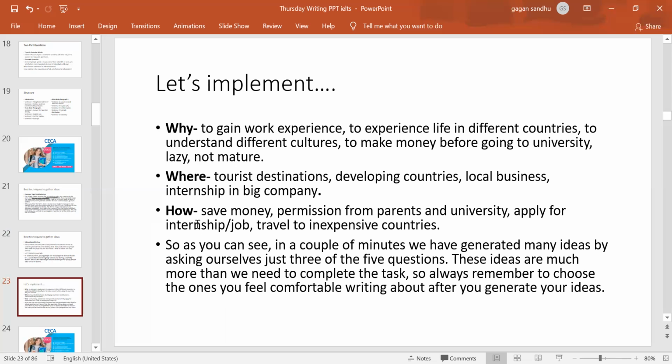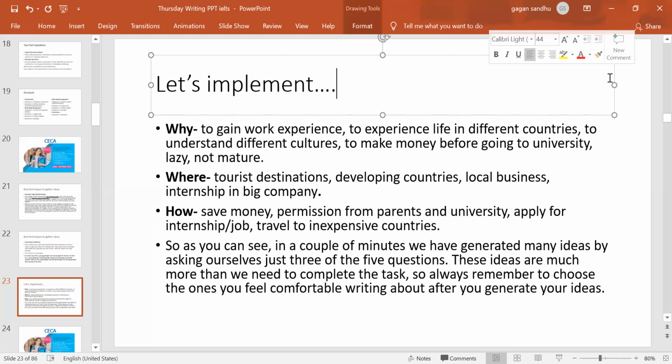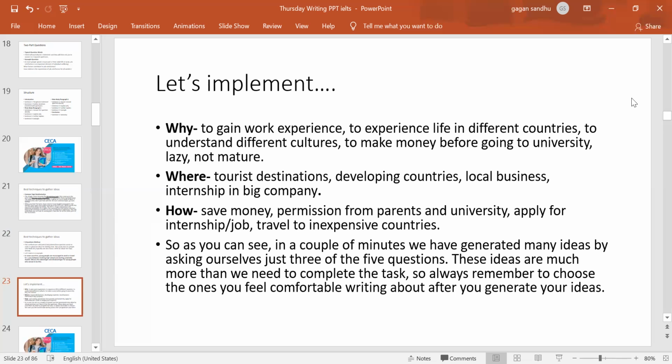The last WH is how. So how will you be gaining that? By saving money. Of course, if you want to travel, you need money. So you save the money, and that's how you can travel. Then maybe you need permission from parents, or maybe from the university as well, right? Some universities don't take students who have a gap after high school. They only accept regular students. So you may have to take admission from the uni so that they accept you next year, right?